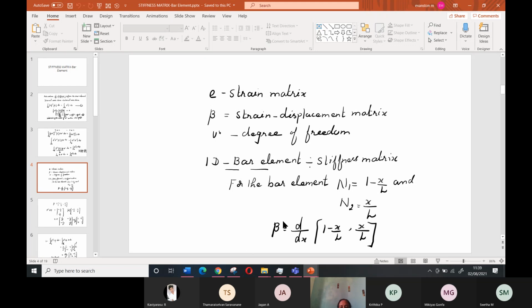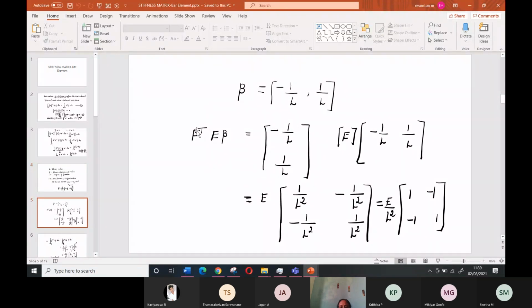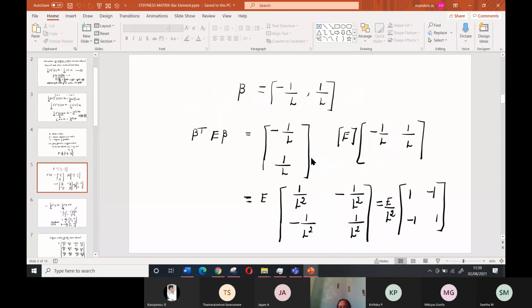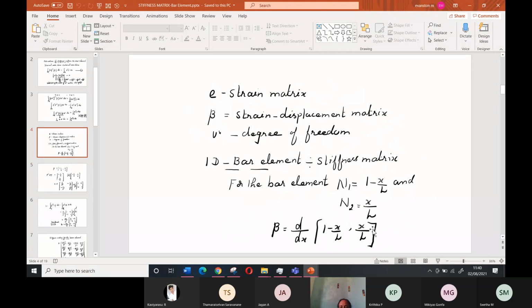What is the stiffness matrix? Beta transpose D into beta, where D is the constitutive matrix. Beta is nothing but the differentiation of this shape function. So we differentiated it, formed beta transpose E beta, and simplified it. When you integrate that, we were able to get the stiffness matrix. So we arrived at the stiffness matrix from the shape function. That's what I want to convey: we have derived the stiffness matrix from the shape function.